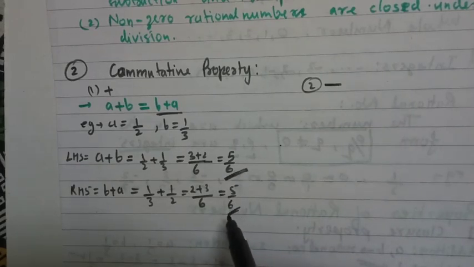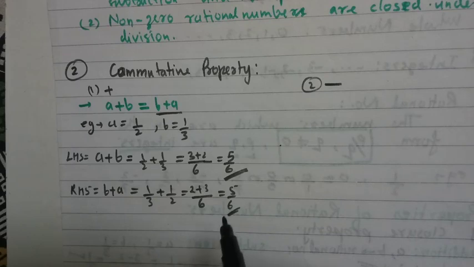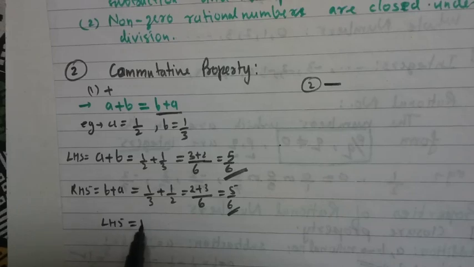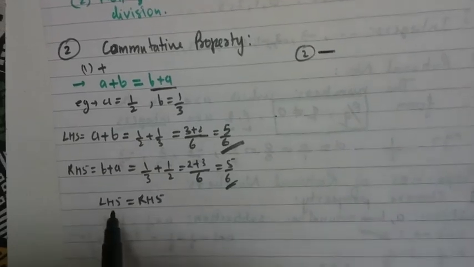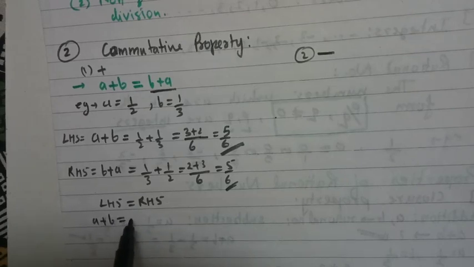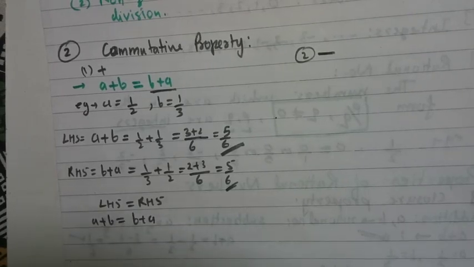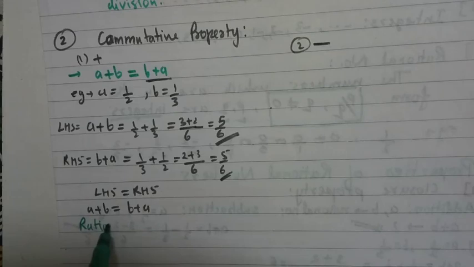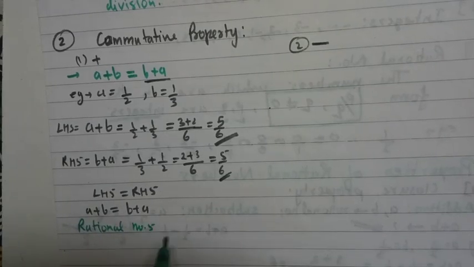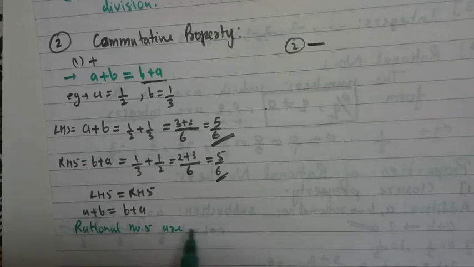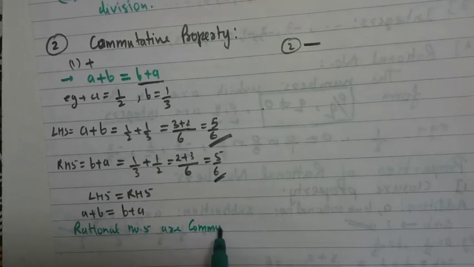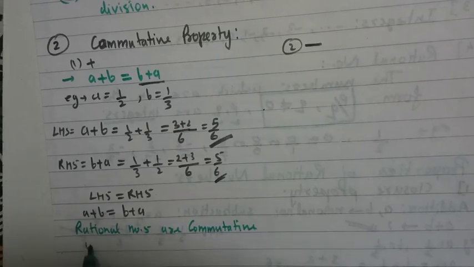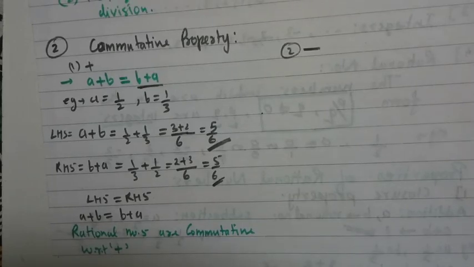So both are the same, 5/6 and 5/6. So left hand side and right hand side are equal. This implies a plus b is equal to b plus a. So what I can comment from here is that rational numbers are commutative with respect to addition.